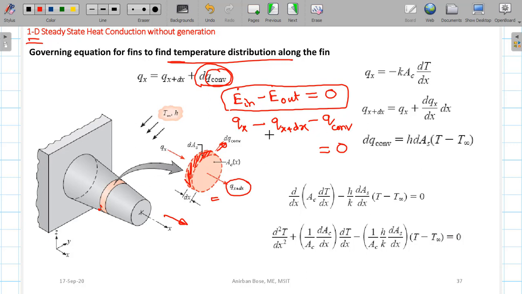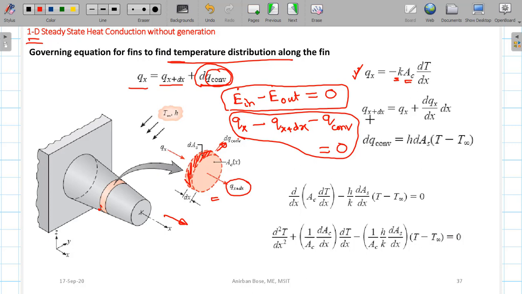Okay, so basically this is the energy. From the energy equation we are getting this result, and if you arrange these terms, you will find that Qx is equal to Qx plus dx plus dQ convection. Now if you write all these terms, it is very simple. What is Qx? Just apply Fourier's law of heat conduction, that is minus k into cross sectional area Ac into dT/dx.